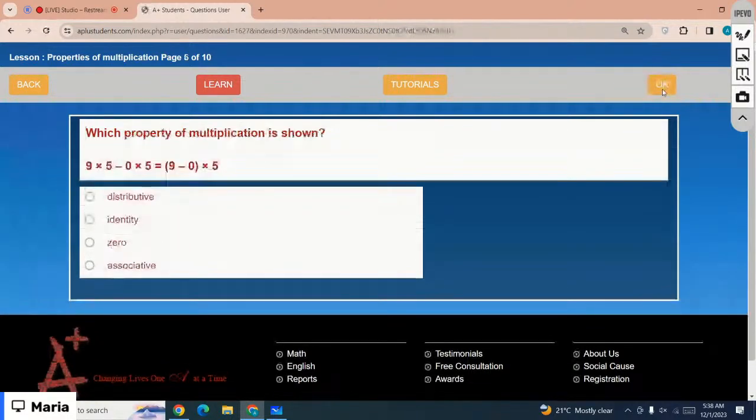Which property of multiplication is shown? Which is the correct option? You can see two of the operations are involved, right? So when two of the operations are involved, the property is, very good, that is distributive property over subtraction, right? So you have distributive property over addition and distributive property over subtraction. Option number one is the correct option.